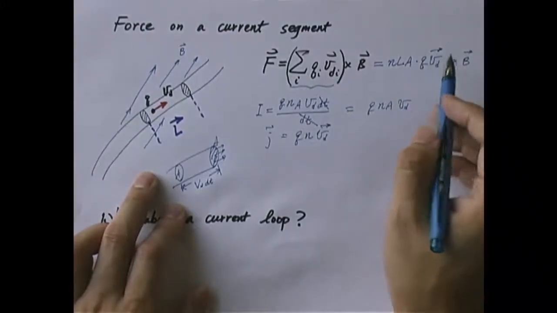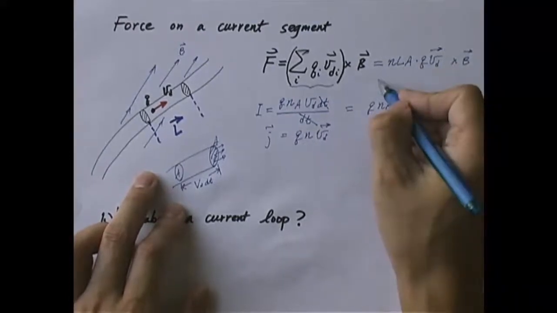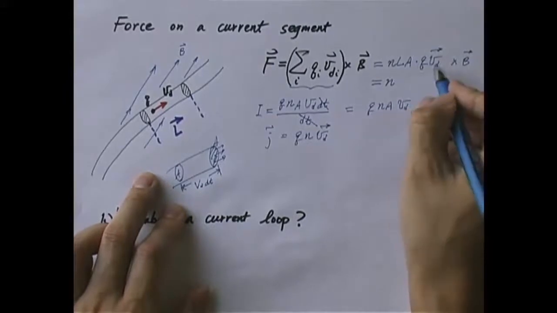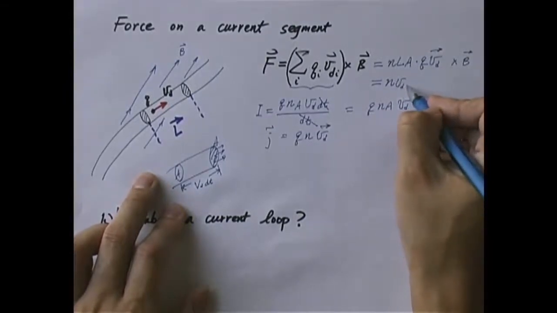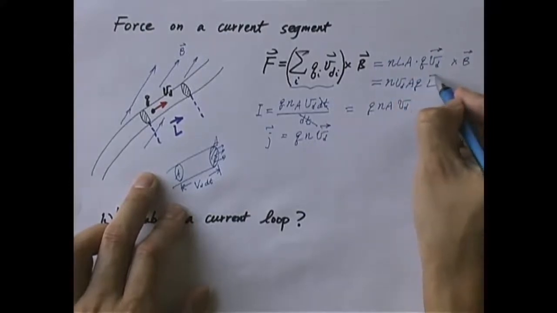Therefore, I can transport the vector sign from Vd to L. That's a key step here. So I'm going to write n Vd. I'm going to move Vd to here. I'm going to keep A and I'm going to keep Q. I'm going to move L over there, making it a vector cross B.